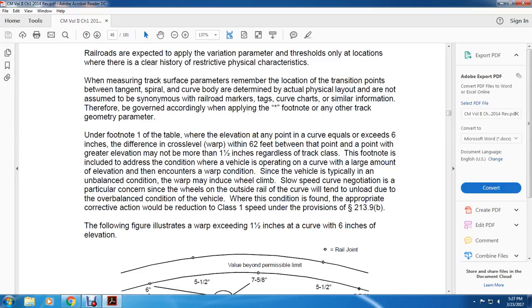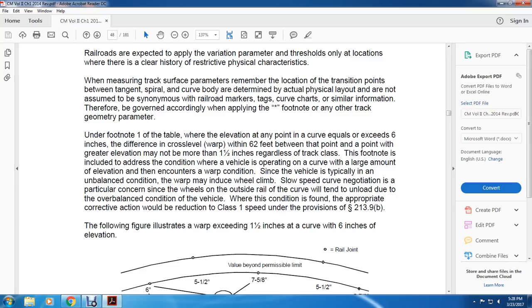Alright, under footnote number 1, when the elevation at any point of the curve equals or exceeds 6 inches, the difference in cross level warp of the 62 feet between the point of the greater elevation may not be more than 1.5 inches regardless of the track class. The footnote addresses the condition of the vehicle operating in a curve with a large amount of elevation, which counters the warp of the condition. Since the vehicle is typically unbalanced, the warp may induce wheel climb.